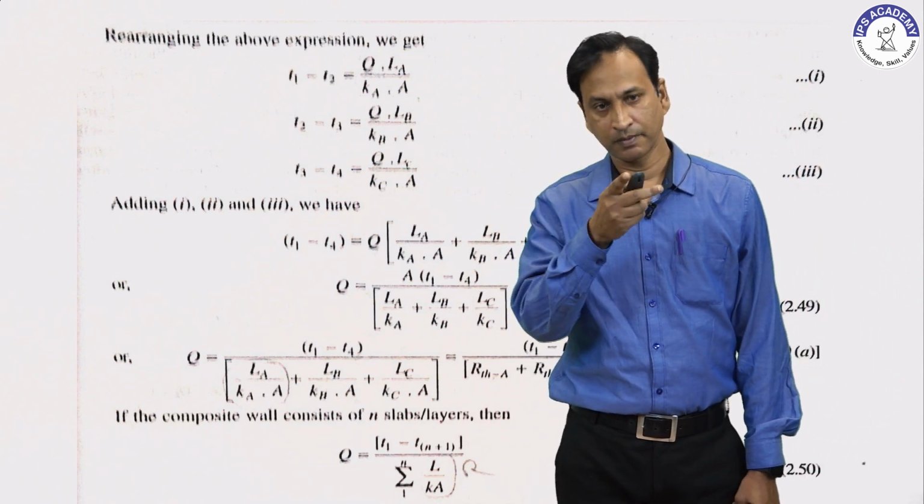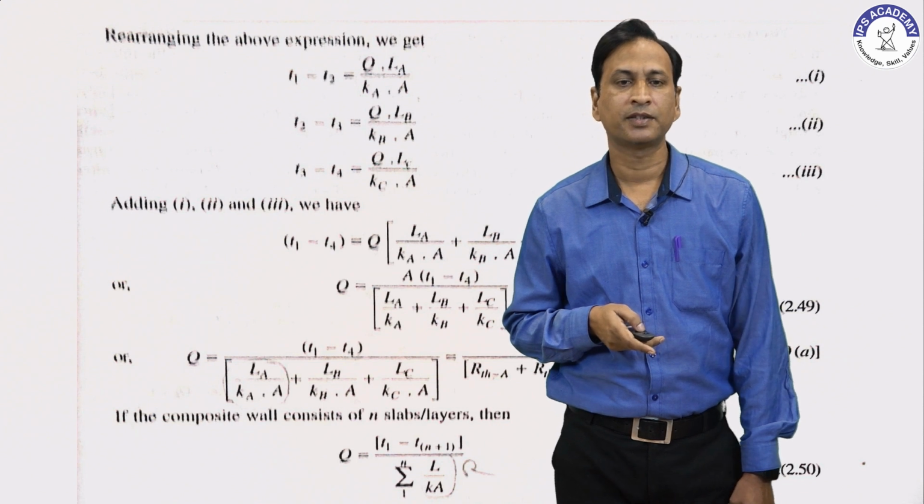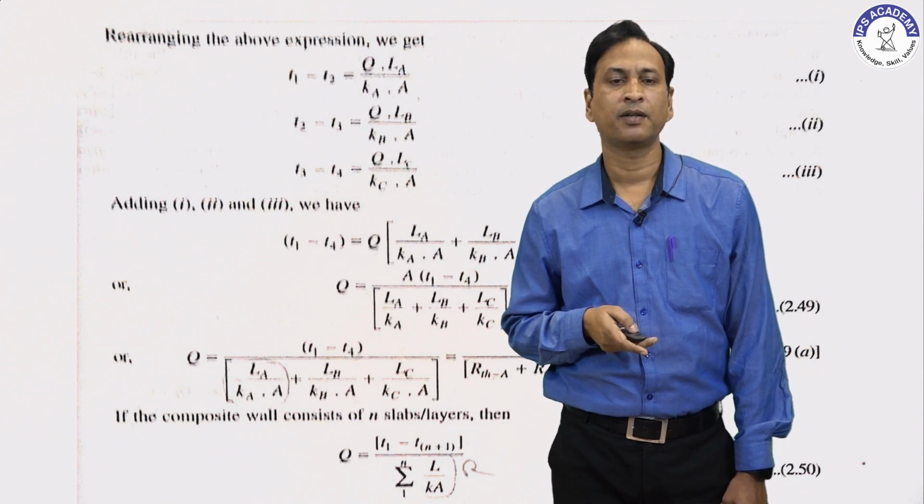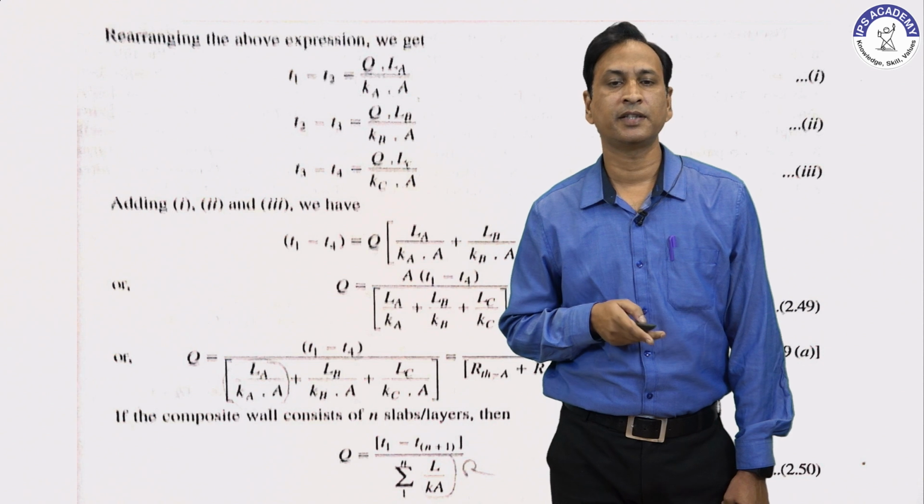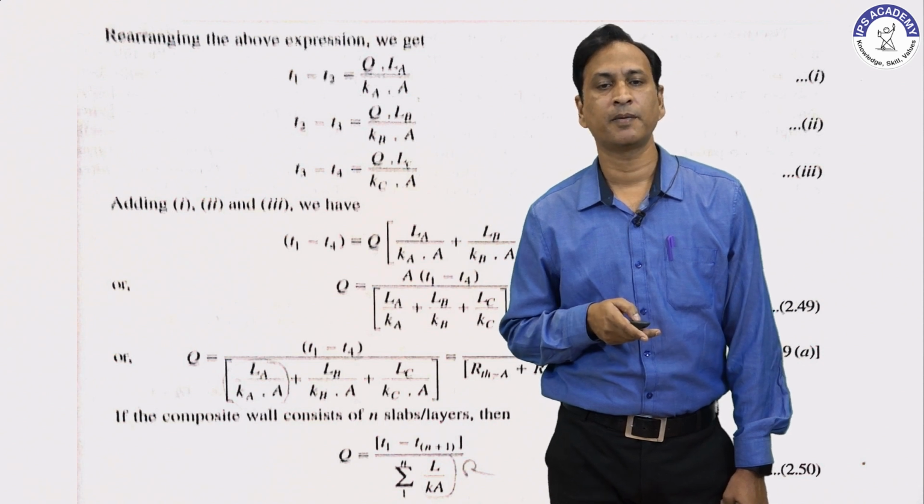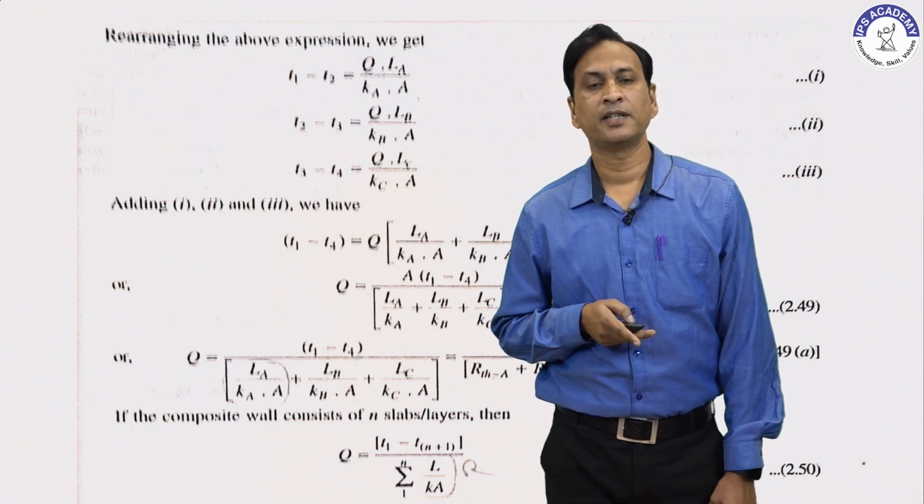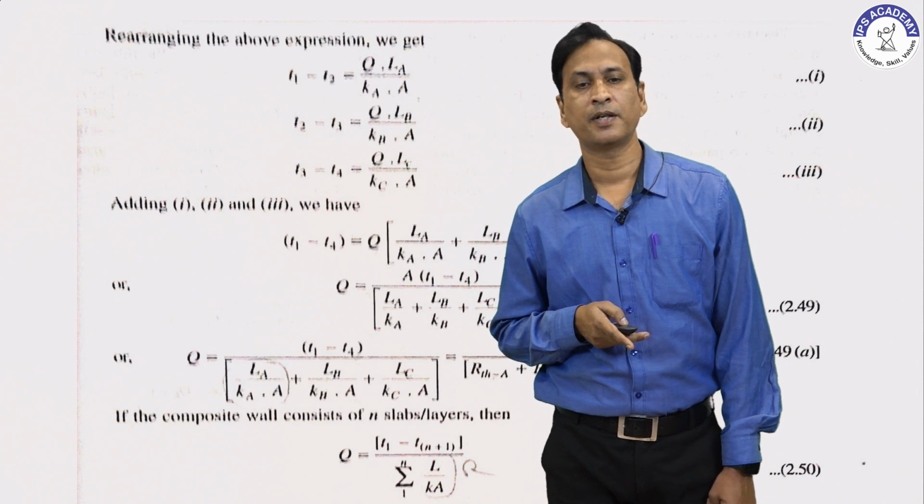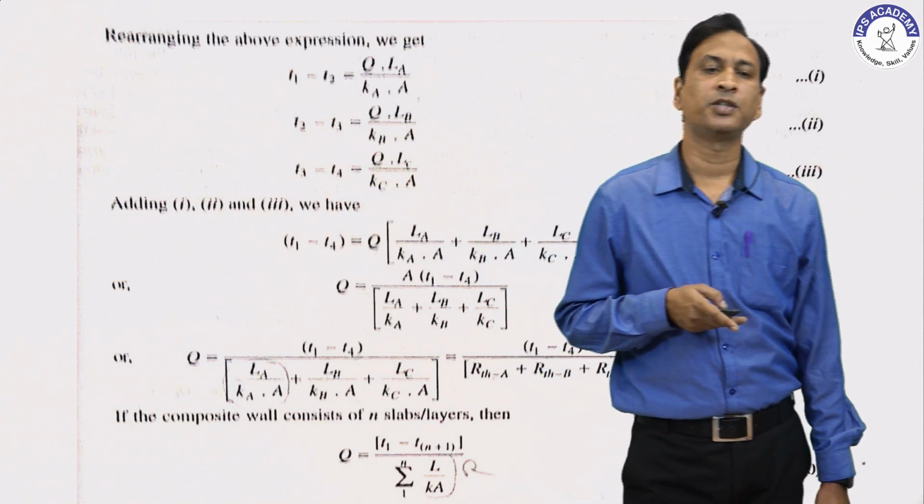Here the steps: T1 minus T2 first, so Q is equal to LA upon KA into A, slab 1. And T2 minus T3 second, Q is equal to LB upon KB into A. And third is T3 minus T4, Q is equal to LC upon KC into A.